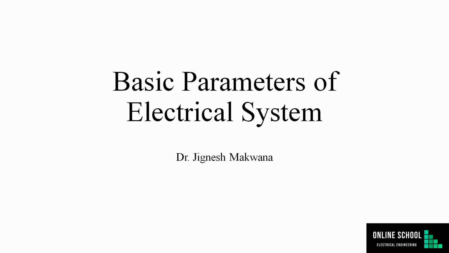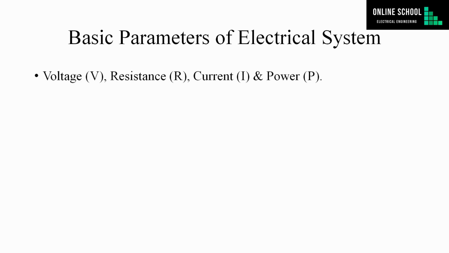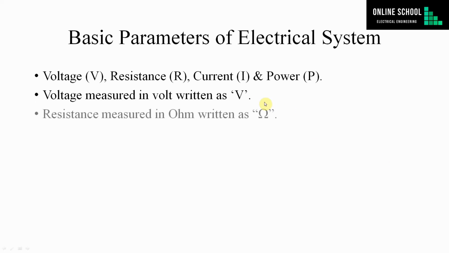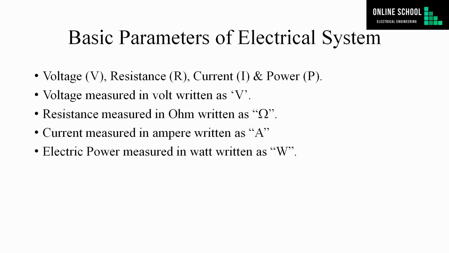Let's understand basic parameters of electrical system. The main parameters of electrical systems are voltage, resistance, current and power. Voltage is measured in volt and written as capital V, where resistance is measured in ohm and written with the symbol ohm. Current is measured in ampere and written as capital A or AMP. Electric power is measured in watt, written as capital W or small w.